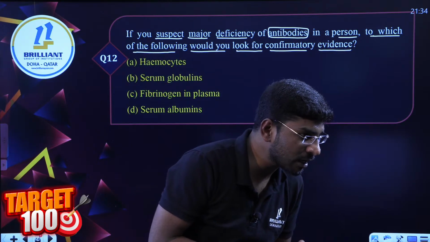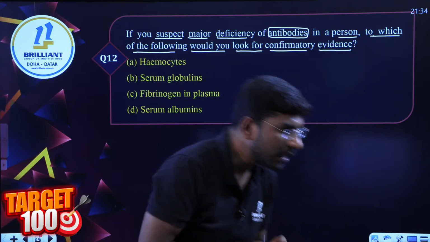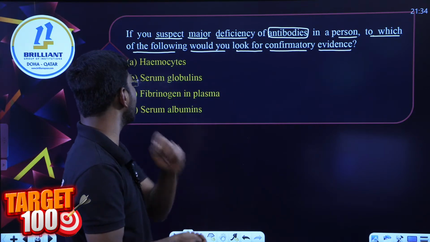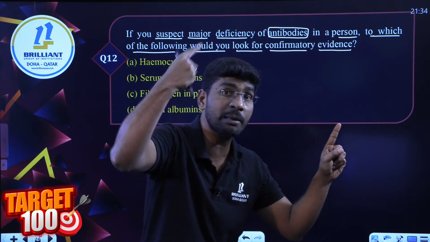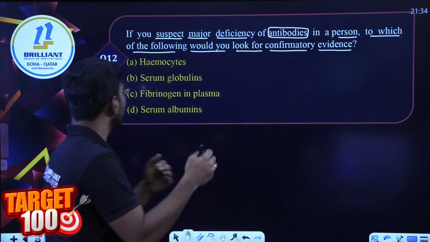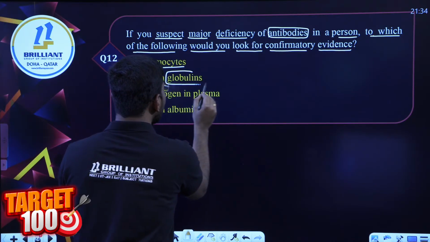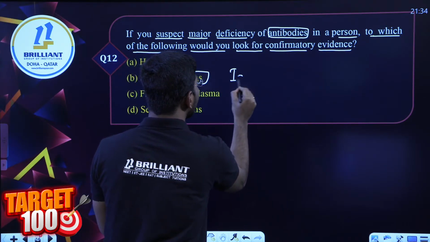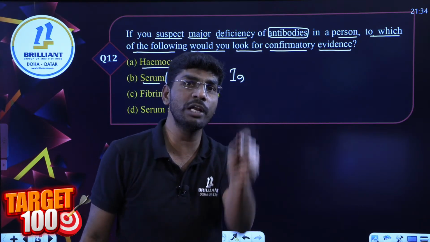Very good. No, fibrinogens are not correct. Fibrinogens participate in blood clotting. So think carefully. Hemocyte, serum globulin, immune Ig. Do you remember what Ig stands for? Immunoglobulins.